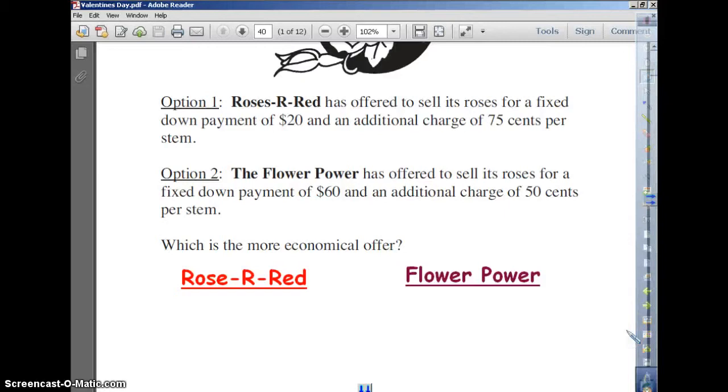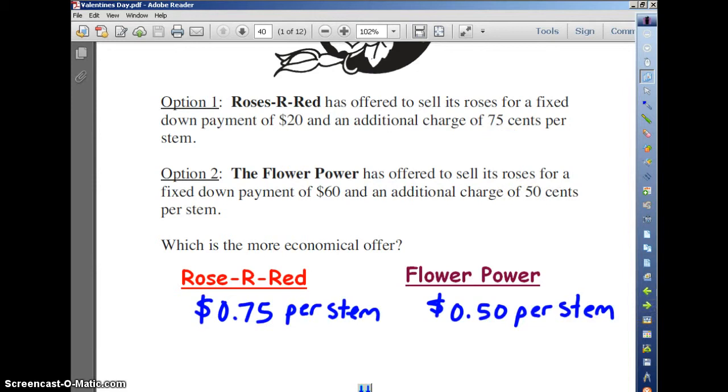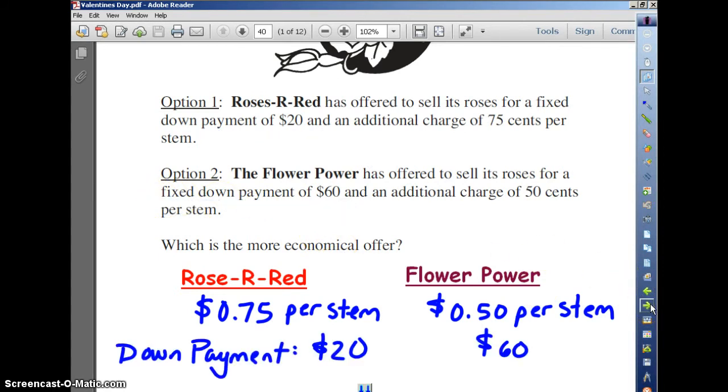At Roses Are Red, they are charging 75 cents per stem, where at Flower Power, they're charging 50 cents per stem. Okay? Well, I'd rather pay 50 cents than 75 cents. But there's also a down payment. A fixed down payment of $20 at Roses Are Red, where it's a fixed down payment of $60 at Flower Power. So which one do you think is the better deal? I want you guys to make a prediction. Which one should you buy at?